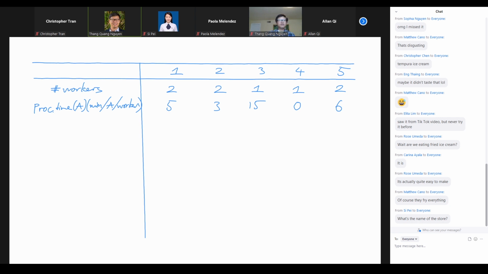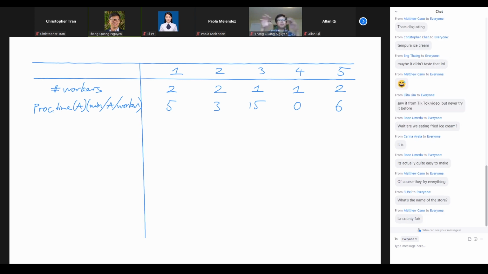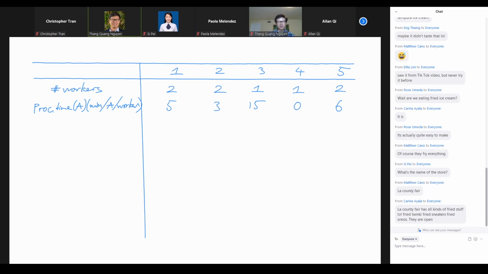How to find this store? It's not a store. You go to the LA Fair. That's a Los Angeles kind of park, right? It's a seasonal fair. LA County Fair, yeah, Matthew. And then you might find it over there. I don't know. It depends, right? Next year they should open it, you might be able to find it.